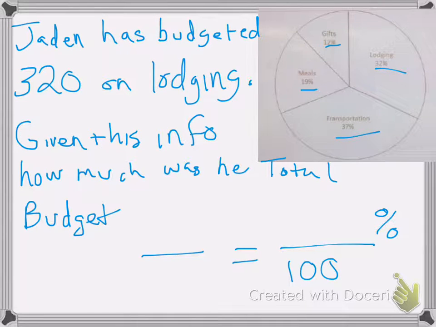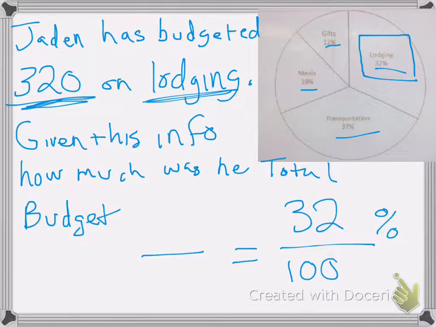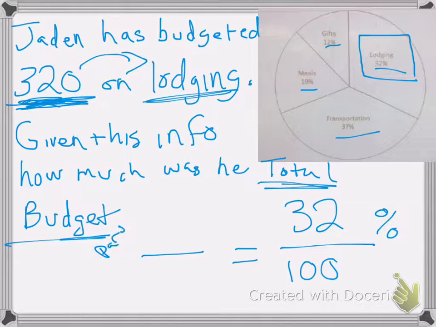All right, so it says Jaden has budgeted $320 on lodging. So I've got to look over here. Here is lodging. It says that 32% is lodging. Now, is $320 his total budget or just what he has for lodging? Well, it's only what he has for lodging. So, is that part of what he budgeted or the whole budget? Well, that's part of his budget. He only budgeted 32% for lodging. So that's $320 for lodging.